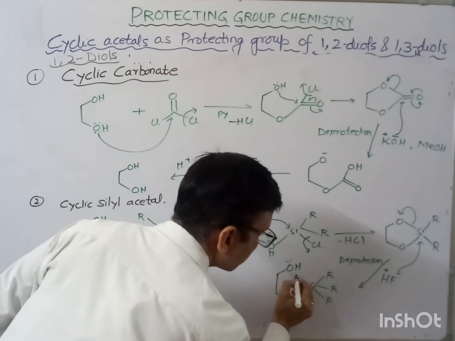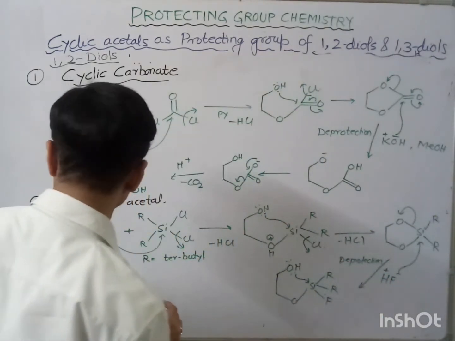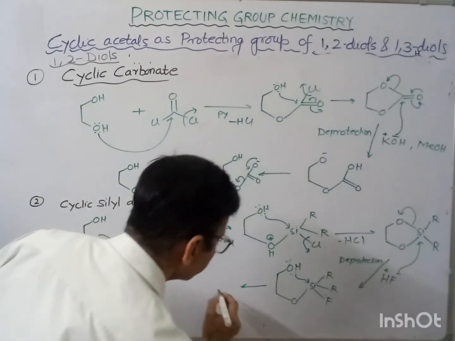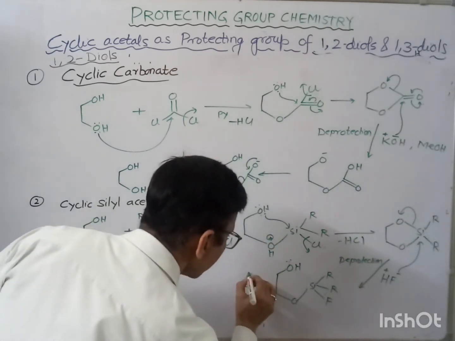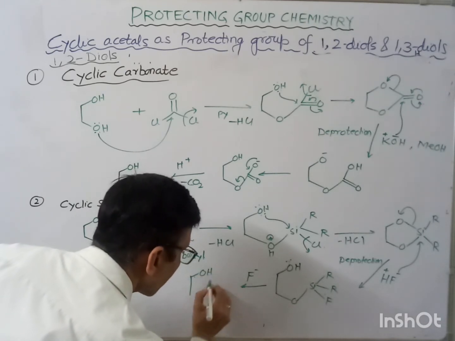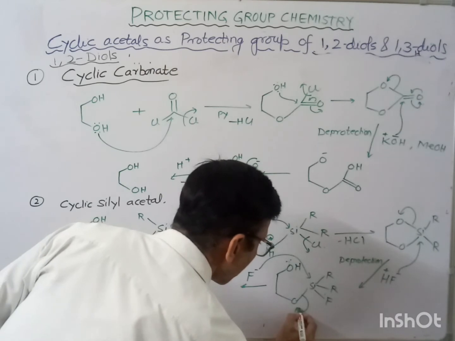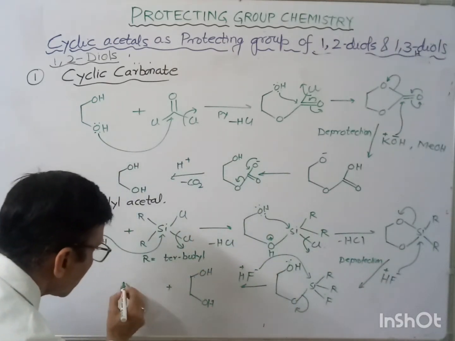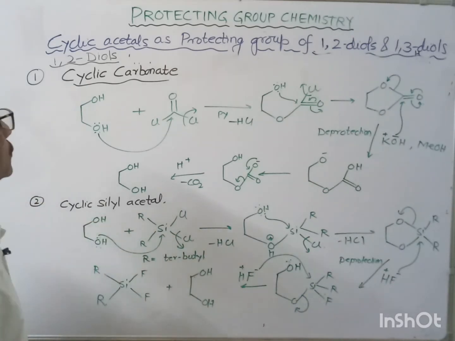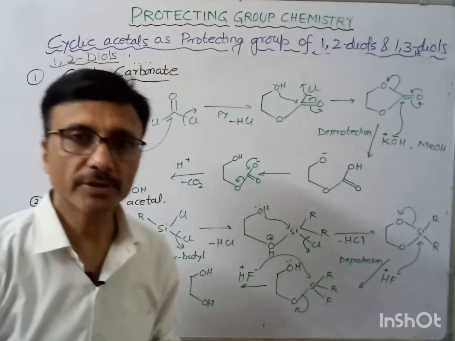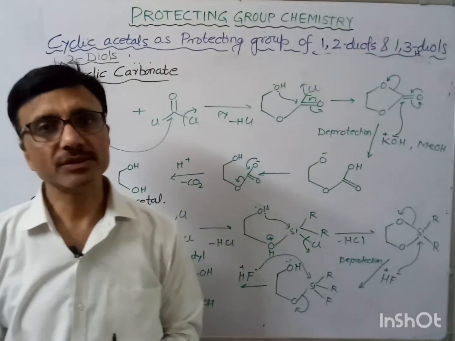In the next step, again another fluoride ion. So this is the step for deprotection. So these are some of the methods for the protection and deprotection of 1,2-diol. So in the next lecture I will tell you the protection and deprotection for 1,3-diols. Okay, thank you.